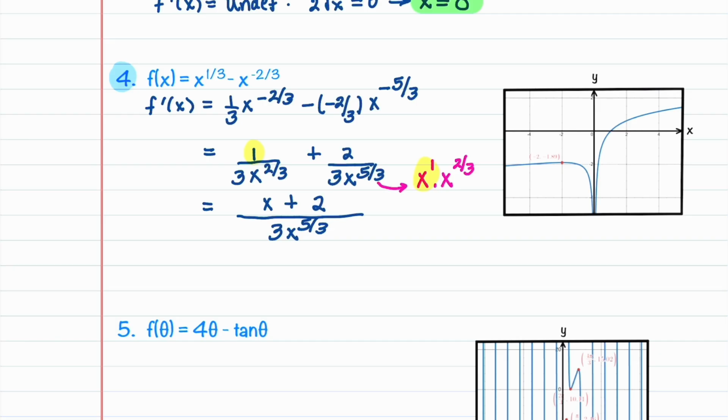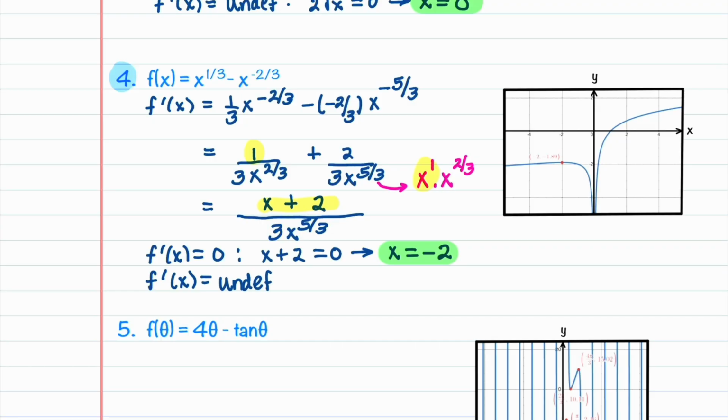Now to find the critical number, we're going to take our derivative and we're going to set it equal to 0. So we're going to take the numerator and set it equal to 0. So we have x plus 2 is equal to 0, and this gives us x is equal to minus 2. So x is equal to minus 2 is a critical number. Now we're going to see where our derivative, f prime of x, is undefined. That is going to happen where our denominator is equal to 0. So we're going to set 3x to the 5/3 equal to 0, and that gives us x is equal to 0.